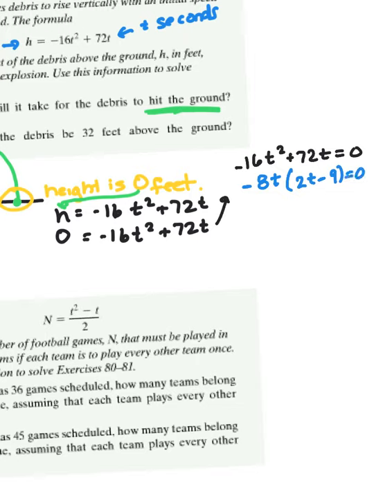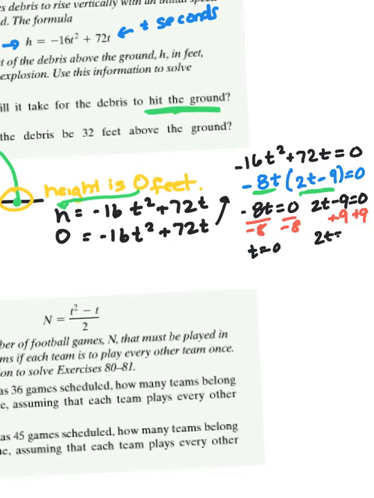So let's solve that. Something times something is equal to 0. Negative 8t equals 0, or 2t minus 9 is equal to 0. When we solve these for t, I end up with t equals 0. And on this side, I'll add 9 to both sides. 2t equals 9. When I divide by 2, t equals 4.5.